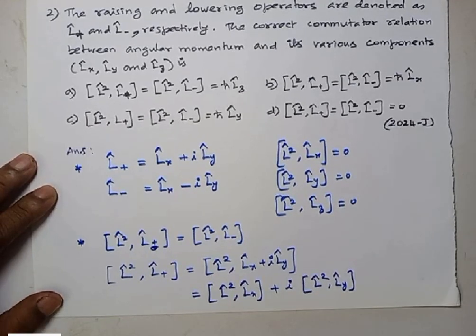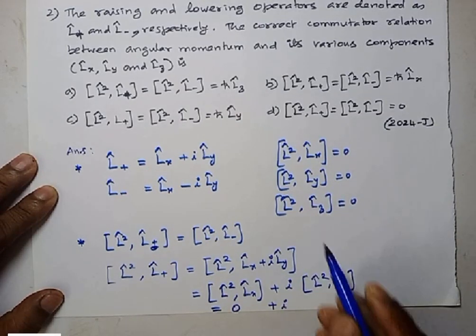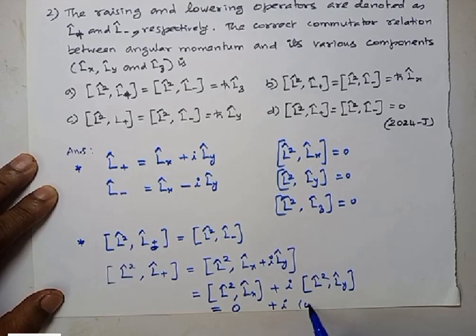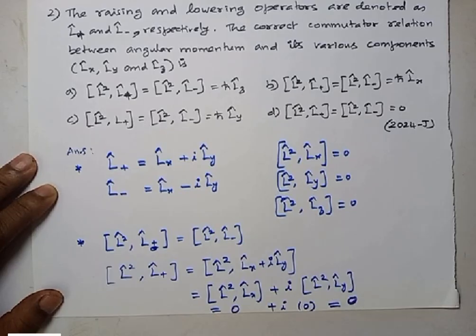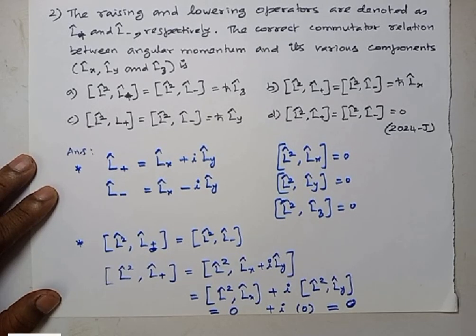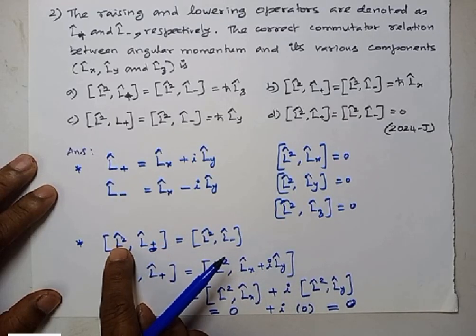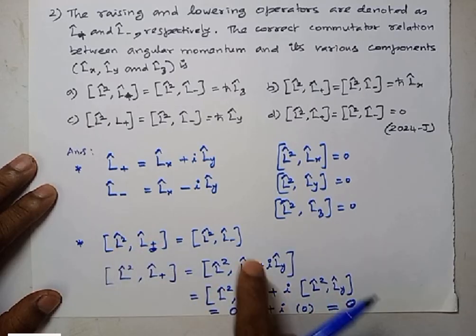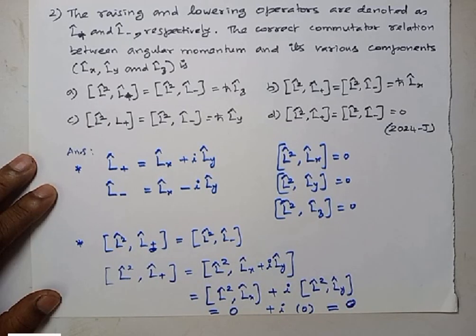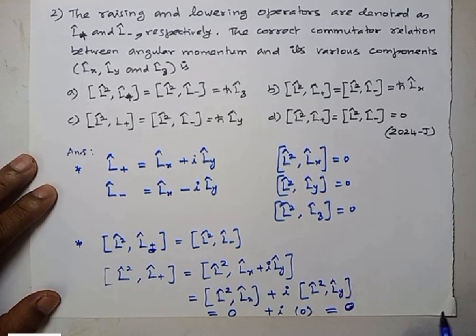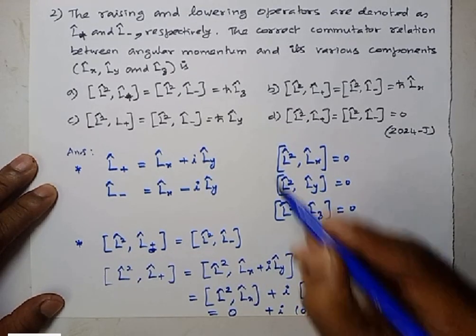Now I have already told you L square and Lx commute with each other. So the value of this is 0, plus i. L square and Ly also commute, so this is also 0. So 0 plus i into 0. So the answer is 0. So the square of the net angular momentum operator commutes with L plus, and it also commutes with L minus. Okay, so for this question, the correct option is option D.